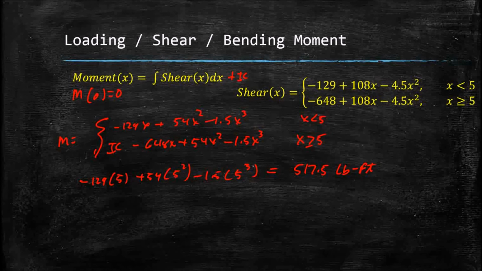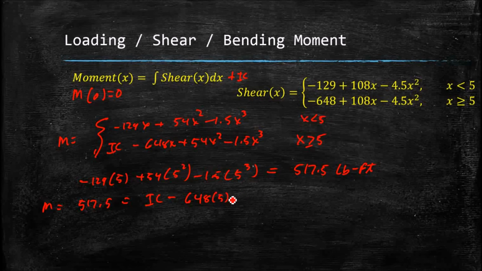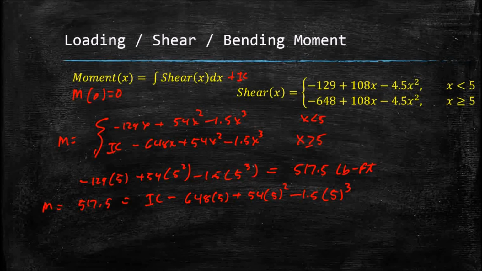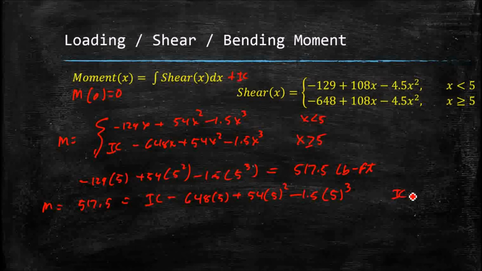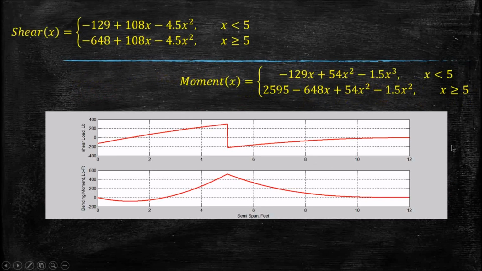So I know that if I take my second equation, that the moment equals that 517.5, that's going to be equal to my initial condition for the second equation, minus 648 times 5 plus 54 times 5 squared minus 1.5 times 5 cubed, and when I run all that through, I get my initial condition is equal to 2595. Okay, and I'll write out the final equation on the next slide because I put it there anyhow, and rather than rewrite it, you can read it.